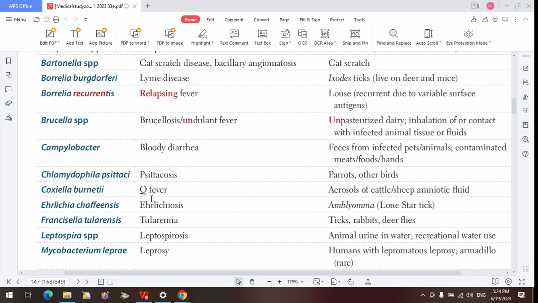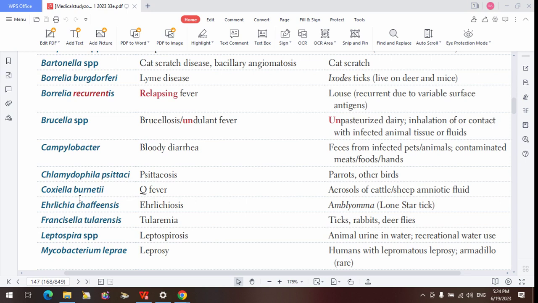How do we get this Q fever? Usually through inhalation of the aerosols from sheep or cattle droppings, urine, or amniotic fluid. So it's an airway thing, which means it will find its way to the lungs and can cause a pneumonia. If you remember, when we were talking about atypical pneumonia in respiratory, we listed some organisms: Chlamydia, Legionella, Mycoplasma.